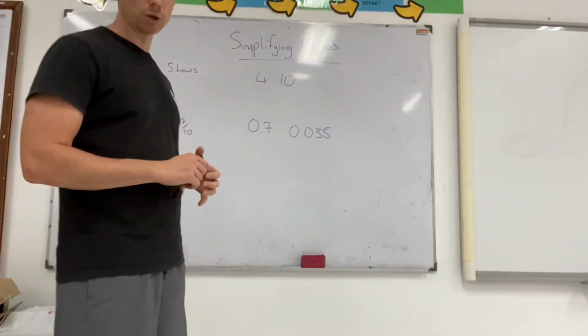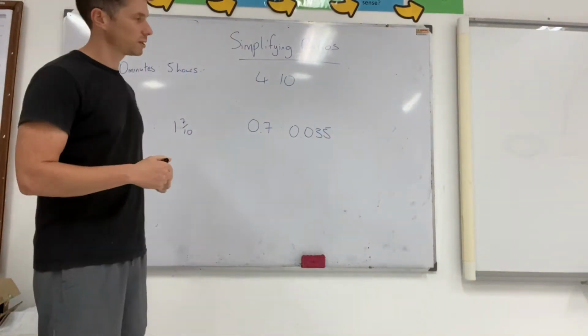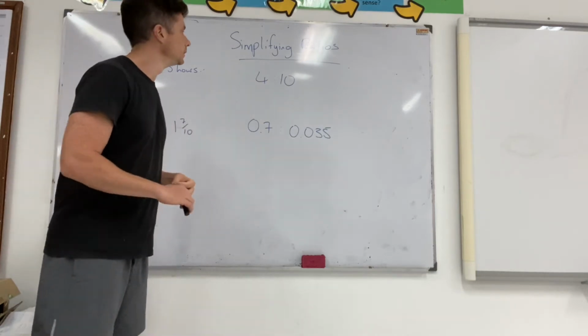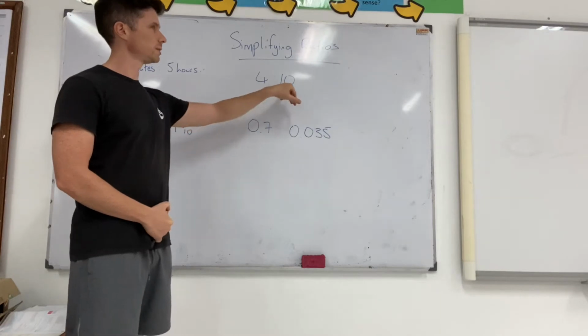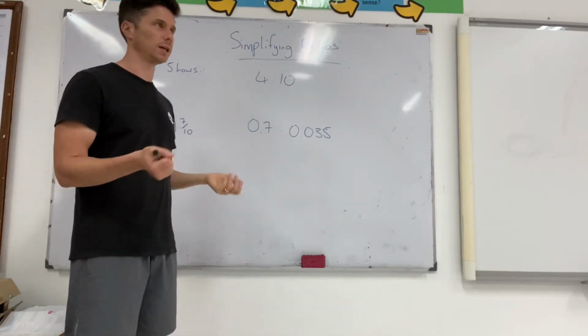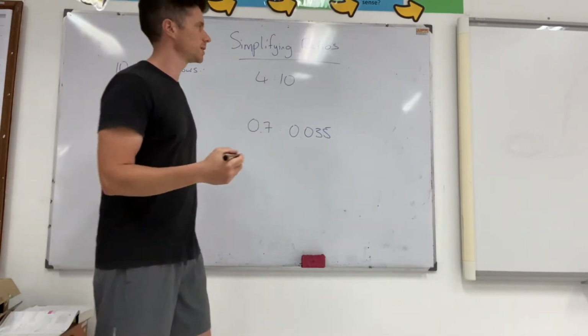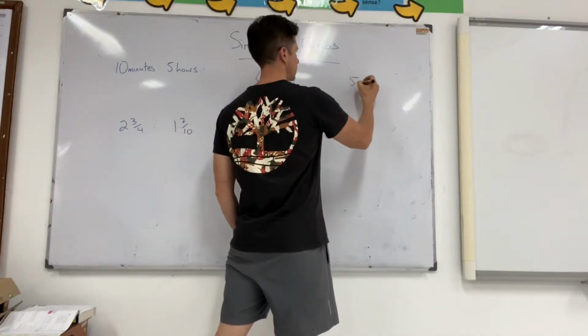Alright, so today we're going to look at simplifying some ratios. Alright, so 4 parts to 10 parts. So it's the simplest way of saying that. So a similar example would be 5 parts to 10 parts.